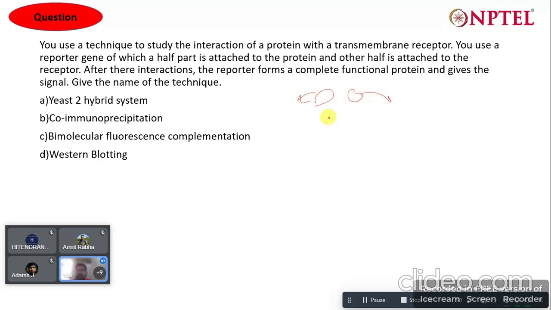Okay, so if both these proteins interact, then you get a functional reporter assay after that. So these two proteins have been in conformation after these two proteins interact. So what is this technique called? Is it yeast two-hybrid system, co-immunoprecipitation, biomolecular fluorescence complementation, or Western blotting?